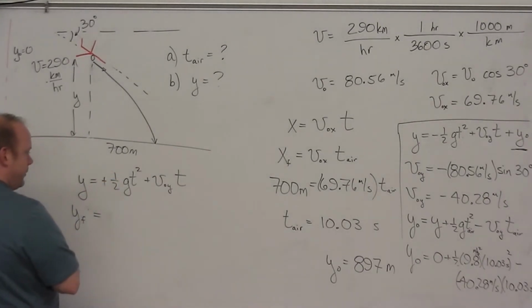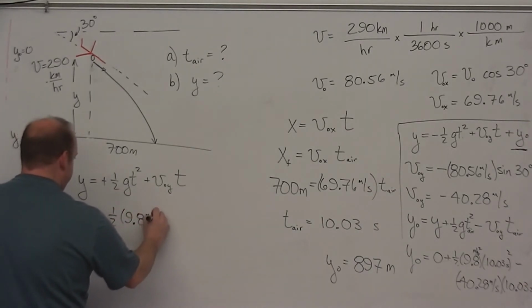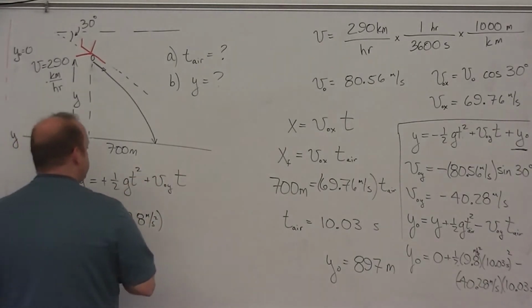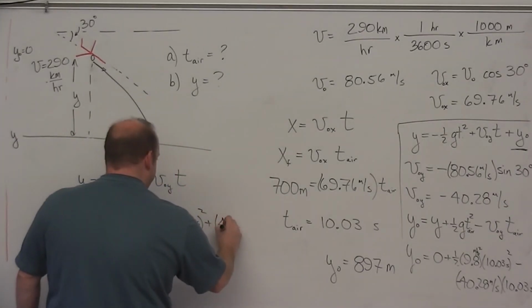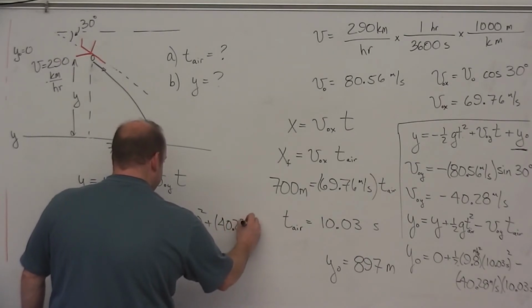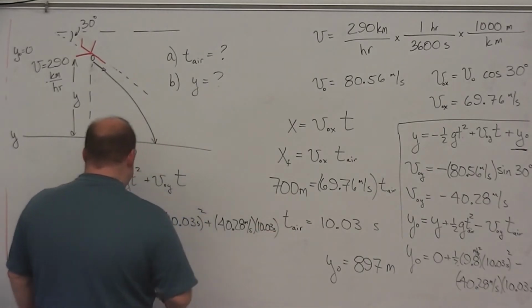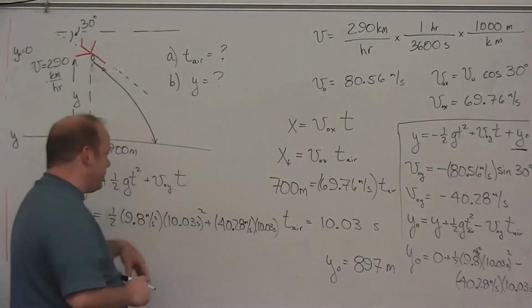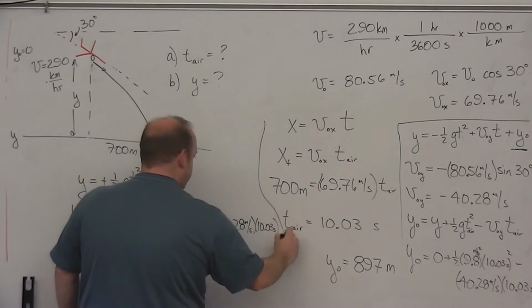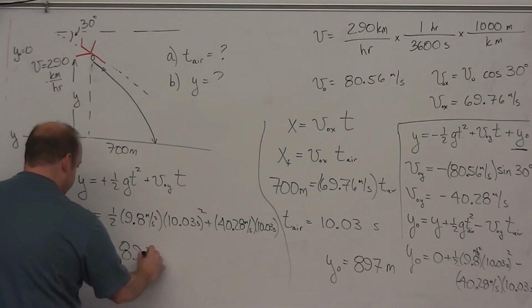and that's positive, by the way, because I'm saying down is positive, 1/2, 9.8 meters per second squared, times t squared, which is 10.03 seconds squared, plus, now down is positive, so I'm going to say plus 40.28 meters per second, times the 10.03 seconds. And look, by the way, that's exactly what we wind up with here without having to go through some different rigmarole. So that y final should definitely still equal 897 meters.